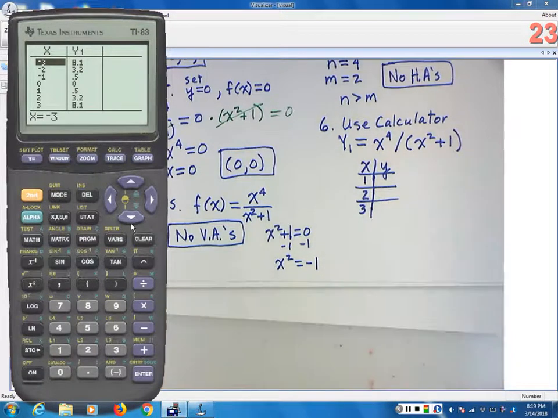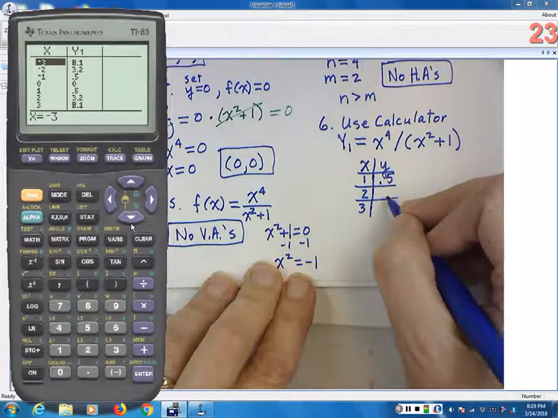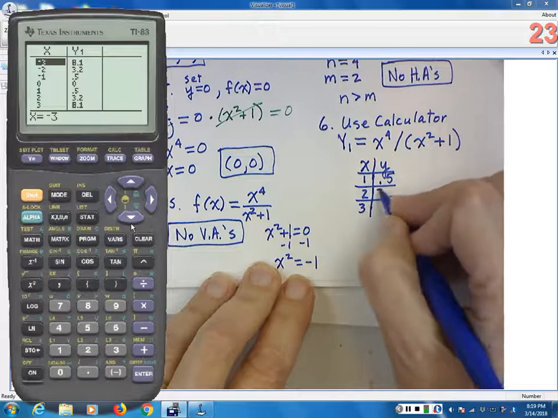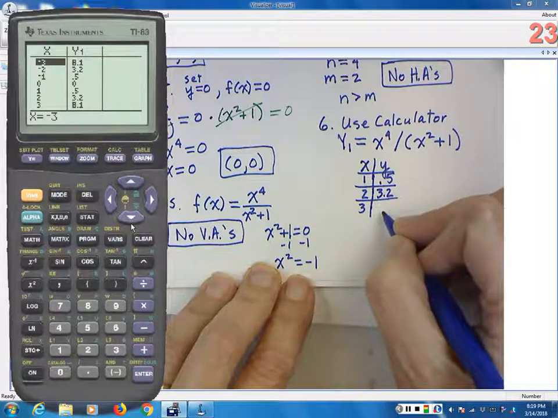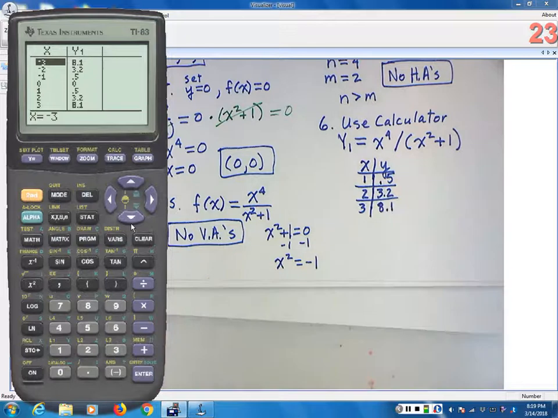So we're going to look in our calculator. At 1, it's at a half. At 2, it is at 3.2. And at 3, it's at 8.1. And it's symmetric. And you can see at negative 3, it's at 8.1. At negative 2, it's at 3.2. And you can see the point 0, 0.